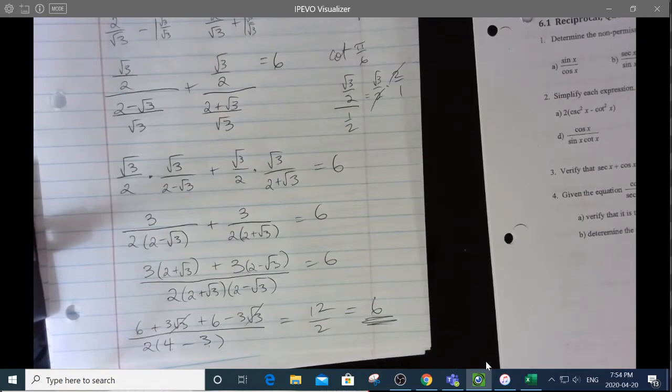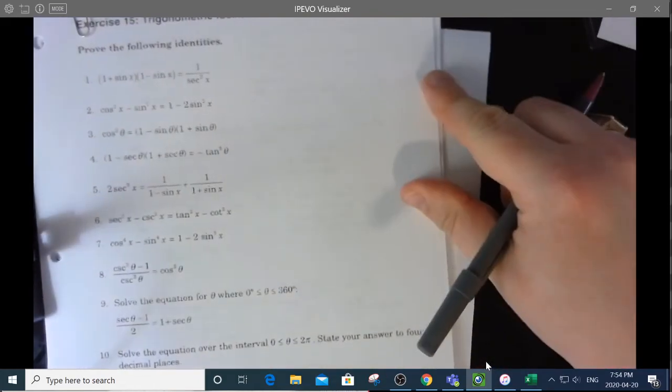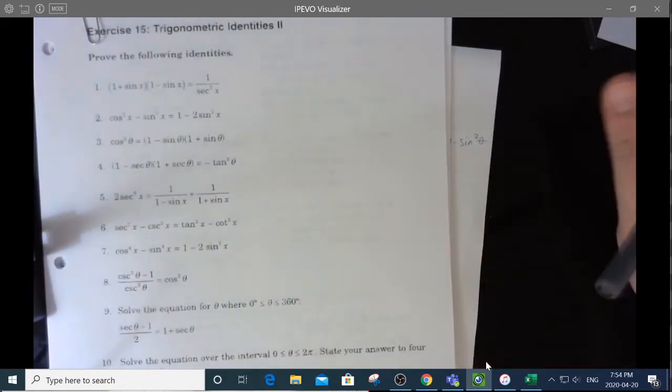So, that's the toughest thing I assigned in the 6.1 assignment. The other thing I told you you could get working on is this exercise 15 page here. And I'll make another video where I go over a couple of the tougher problems from here.